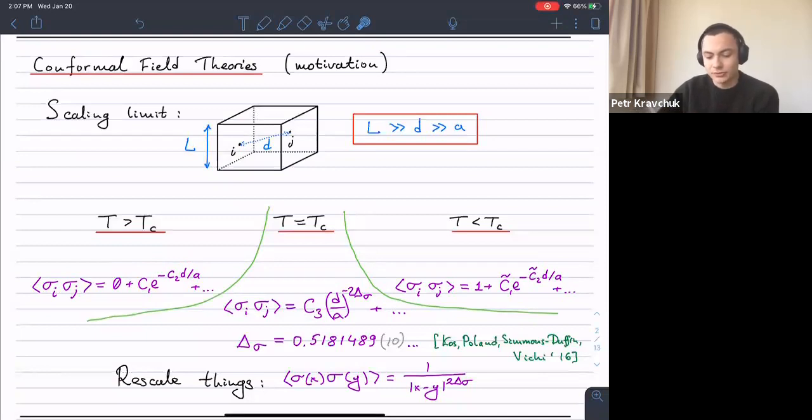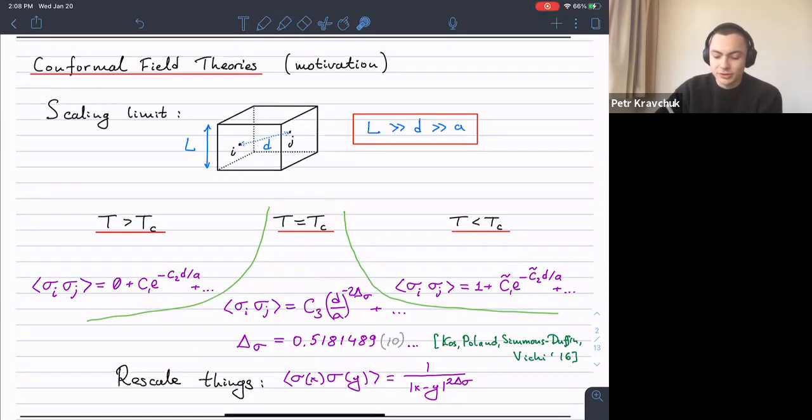On the other hand, if you go to low temperatures, the thermal fluctuations are small and the system is mostly ordered. The spins tend to be aligned at i and j, and the correlation function is 1, again with some exponentially suppressed corrections. But there is some critical temperature at which a phase transition happens between the disordered and ordered phases. And at this critical temperature, the correlation functions decay only as power laws.